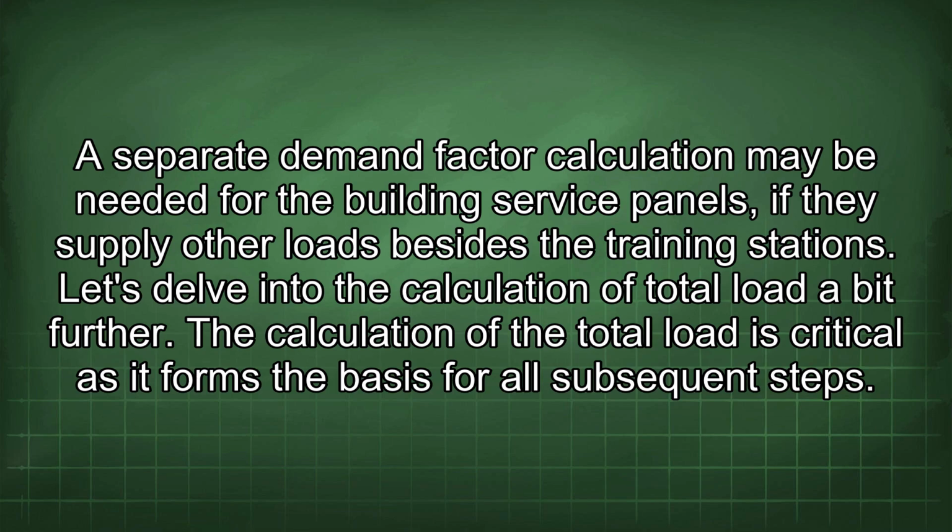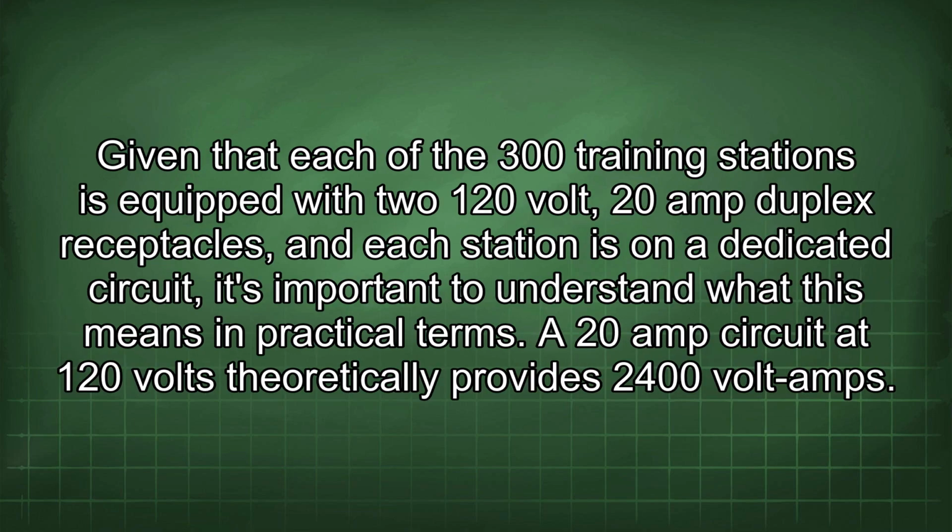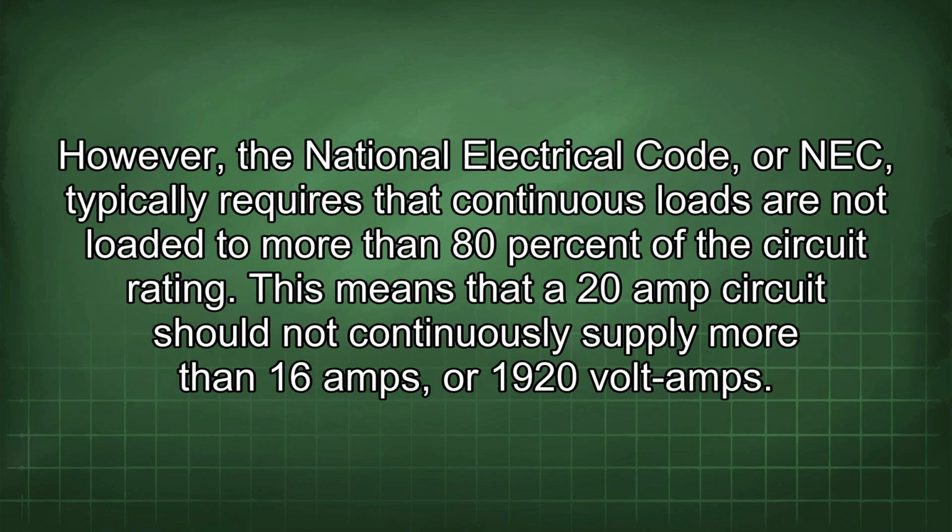The calculation of the total load is critical as it forms the basis for all subsequent steps. Given that each of the 300 training stations is equipped with two 120-volt, 20-amp duplex receptacles, and each station is on a dedicated circuit, it's important to understand what this means in practical terms. A 20-amp circuit at 120 volts theoretically provides 2400 volt amps. However, the National Electrical Code, or NEC, typically requires that continuous loads are not loaded to more than 80% of the circuit rating. This means that a 20-amp circuit should not continuously supply more than 16 amps or 1920 volt amps.